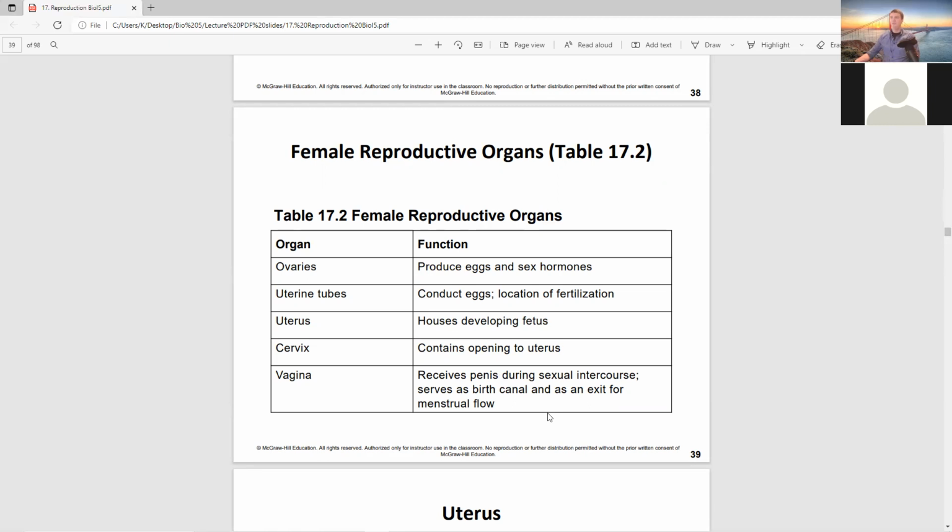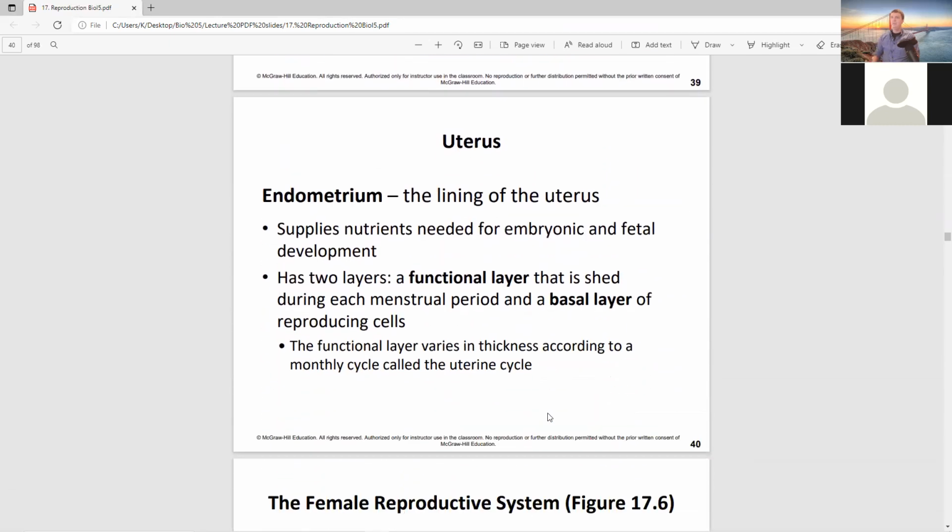exit for menstrual flow. So the uterus: the endometrium, the lining of the uterus, supplies nutrients needed for embryonic and fetal development. It has 2 layers, a functional layer that is shed during each menstrual period, and a basal layer of reproducing cells. The functional layer varies in thickness according to a monthly cycle called the uterine cycle.